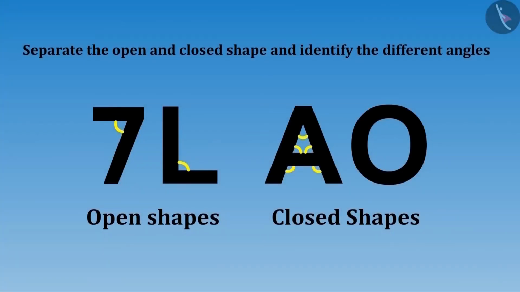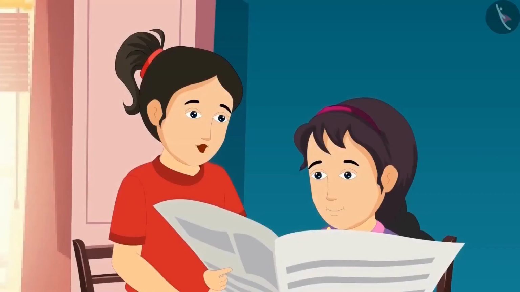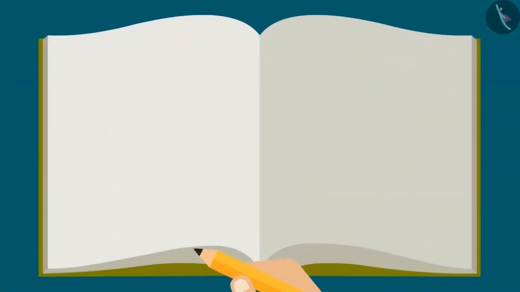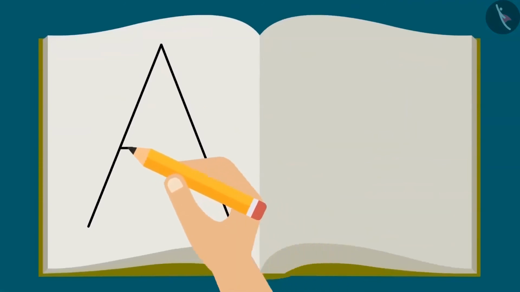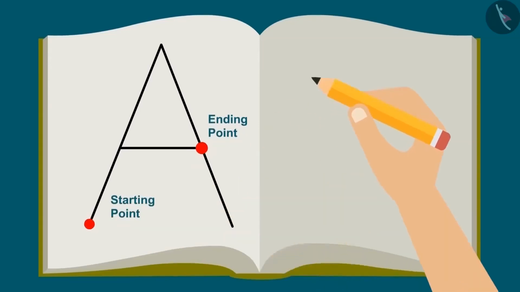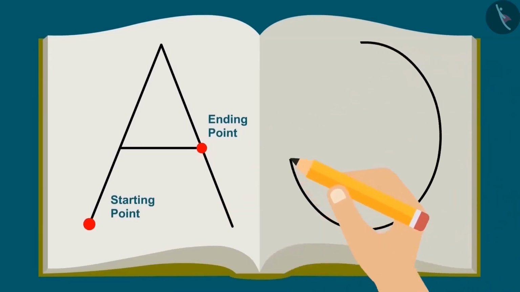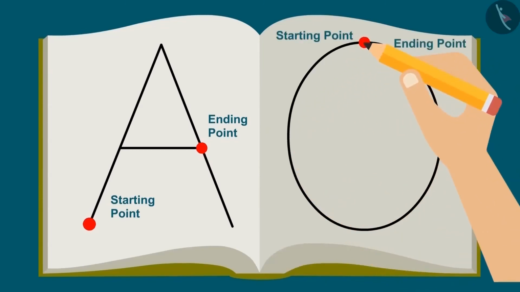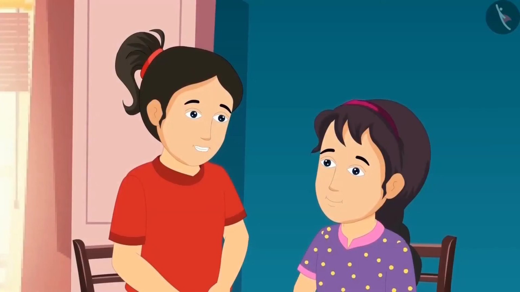Riva, you have identified the angles in A correctly. This is not closed shape but open shape. Really? But how is it, sister? The shape of A is closed from the top. Look here, Riva. While drawing the alphabet A on a paper, the starting and ending point are different, and hence it is called an open shape. And if we draw O on a paper, then the starting and ending points are the same. Hence, it has a closed shape. Okay, I never thought about it, sister.